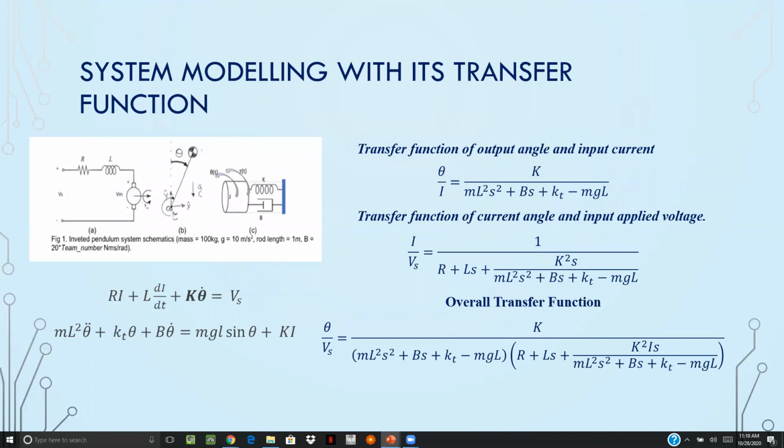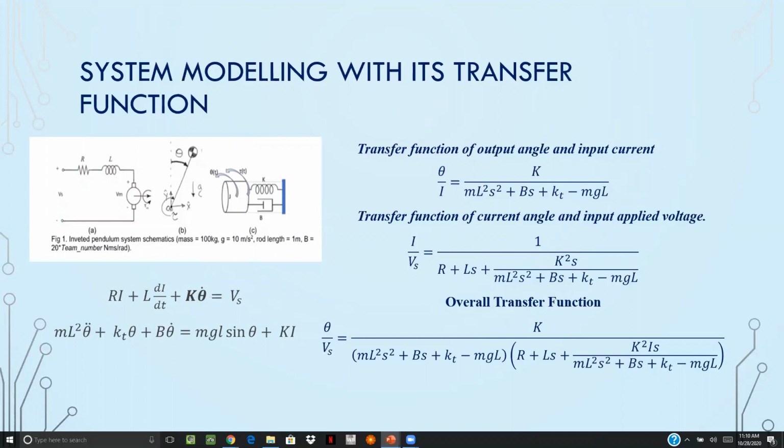This is the system modeling with its transfer function. I believe this was made by Moen. The inverted pendulum is attached to a motorized cart, and the purpose of the controller system is to stabilize the inverted pendulum by applying force to the cart.